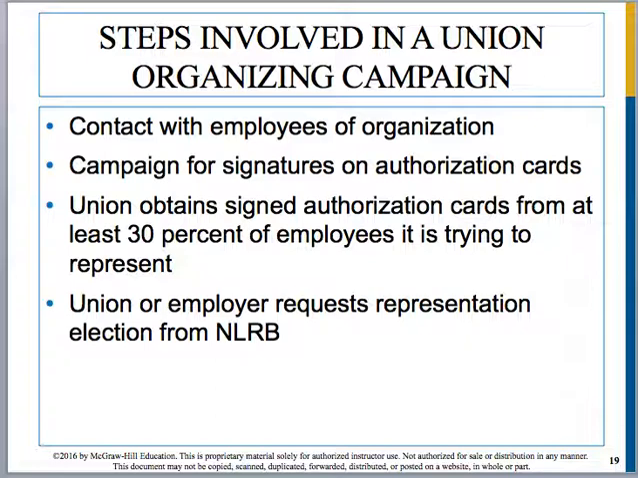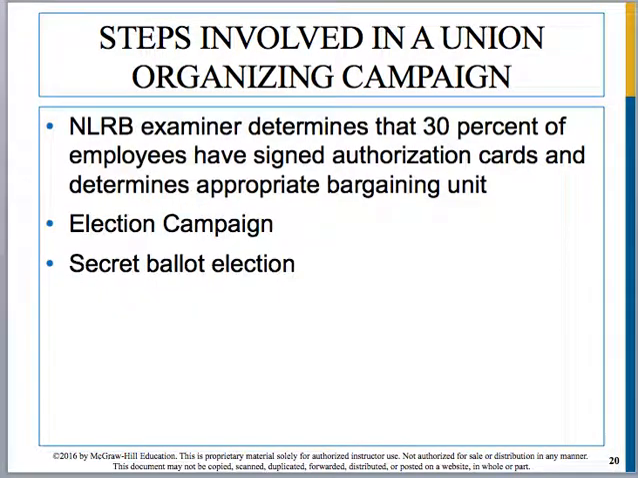Now, to get this union organizing campaign underway, there's contact with employees of the organization. You garner their signatures on authorization cards. You need at least 30% of employees that you're trying to represent. The union or employer requests a representation election from the NLRB. That examiner then determines if 30% of employees have actually signed those cards and if there's an appropriate bargaining unit.